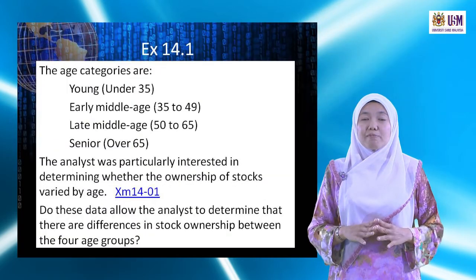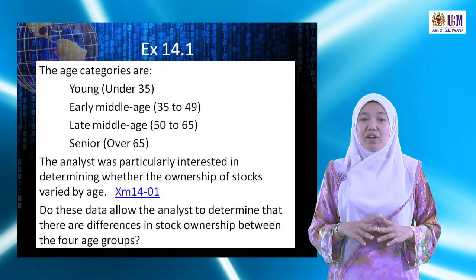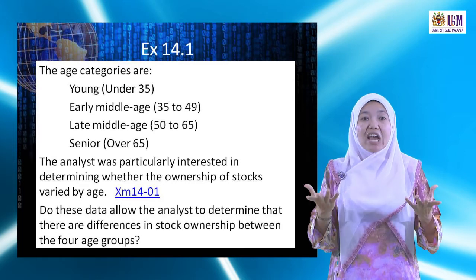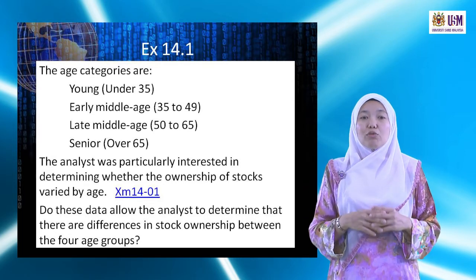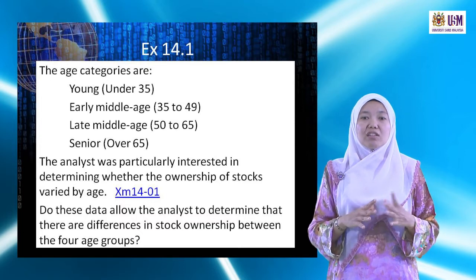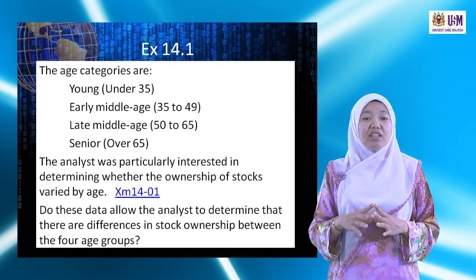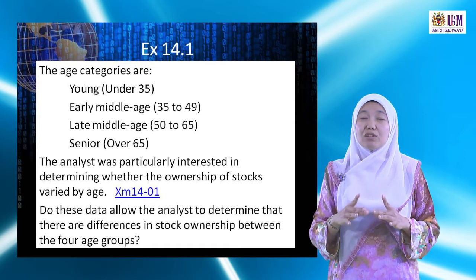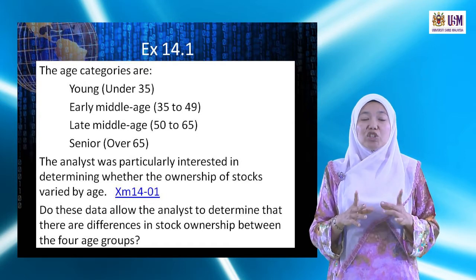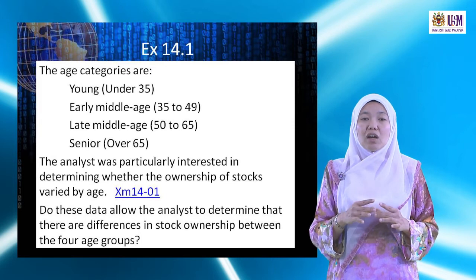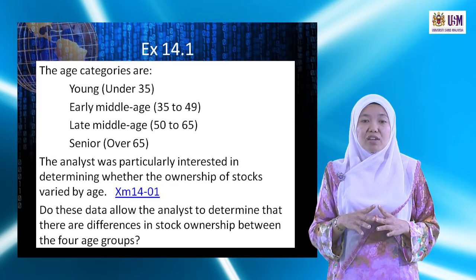In example 14.1, the age categories are divided into four. So we have the young, under 35. We have the early middle age, 35 to 49 years old. And then we have the late middle age in the third category, which is 50 to 65 years old. And then we have the senior, which is for those who are over 65 years old.